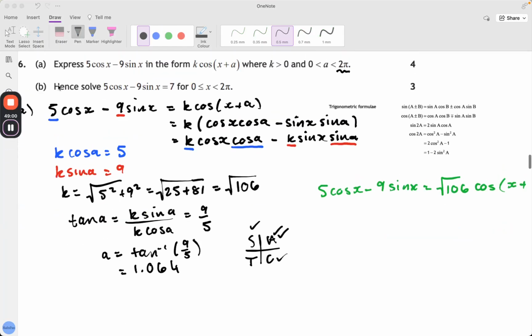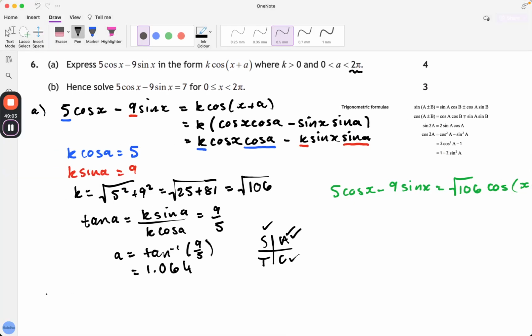So because we want to use part A, based on that hence, rather than solving 5 cos x minus 9 sine x equal to 7, you want to take your answer from part A. So we're actually going to solve root 106 cos of x plus 1.064 equaling 7. Because that's a lot easier to deal with, because we've only got one trig function here. Rather than having a cos and a sine and not really knowing what to do with them, we can just say that, okay, we know from part A that 5 cos x minus 9 sine x is actually just equal to root 106 cos of x plus 1.064, and we can solve this way.